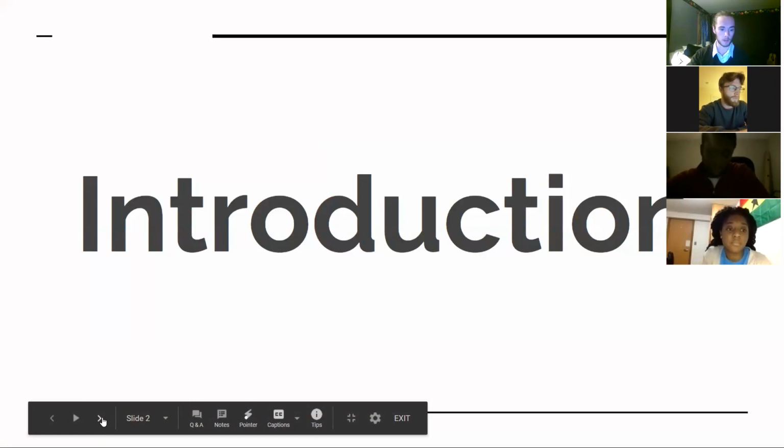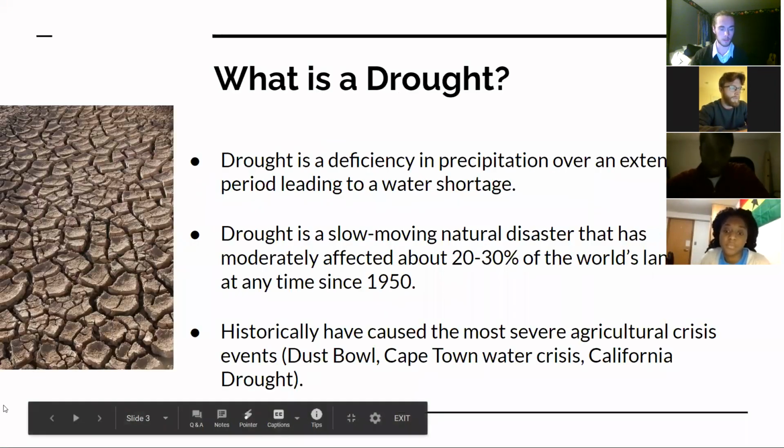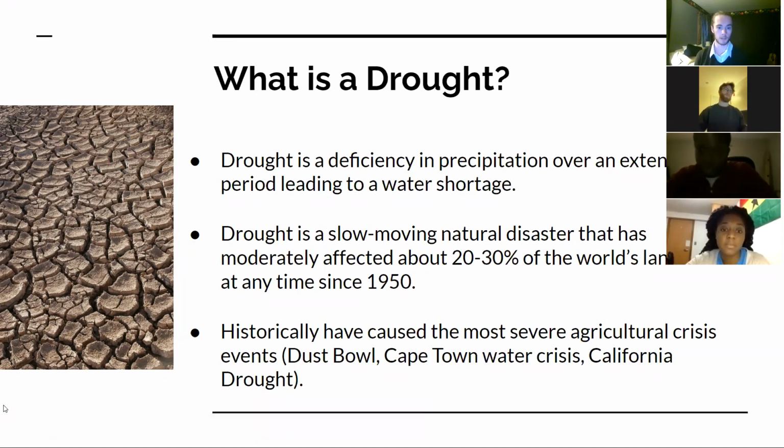This is our intro. So first of all, what is a drought? A drought is a deficiency in precipitation over an extended period leading to a water shortage. Drought is a slow-moving natural disaster that has moderately affected about 20 to 30% of the world's land mass at any time since 1950.